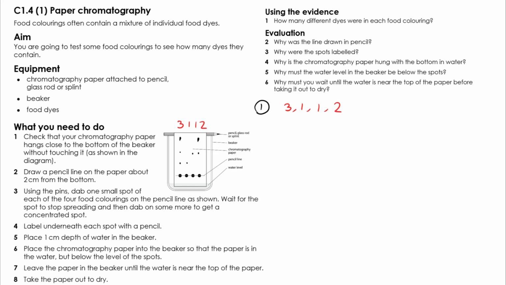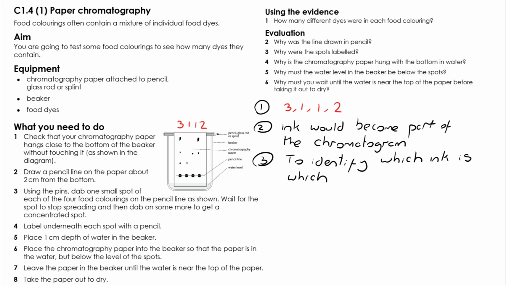So how many different dyes? Well, 3 in the first, 1 in the second and third, and 2 in the fourth. And we know that because we're simply counting the number of dots where the ink is separated out into them. Number 2, why do we draw the line in pencil? Well, if I use a pen, that's ink, and that ink would then dissolve in the water and be carried up the paper. It would become a part of the chromatogram.